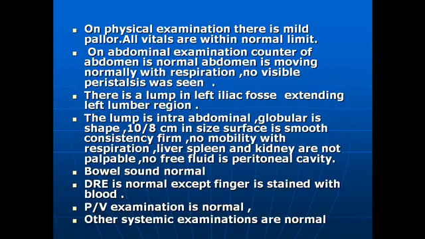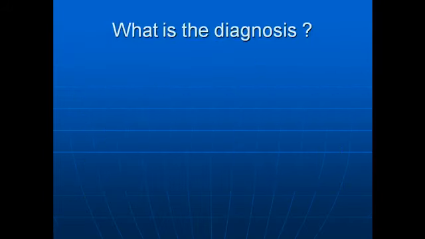The lump is intra-abdominal. Again, notice the point here, the lump is intra-abdominal, globular in shape, 10 by 8 centimeters in size, surface is smooth, consistency firm, no mobility with respiration. Liver, spleen and kidneys are not palpable, no free fluid in the peritoneal cavity. On auscultation, bowel sound is normal. On digital rectal examination, it is normal except the finger is stained with blood. As the patient is female, the per vaginal examination is normal. Other systemic examinations are normal. So this is the case scenario, the history and the physical examination findings.